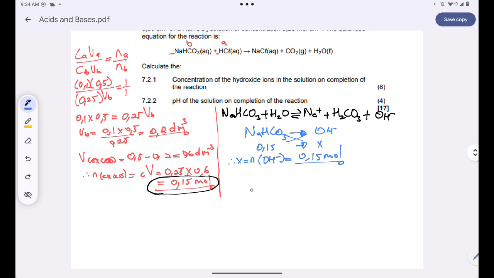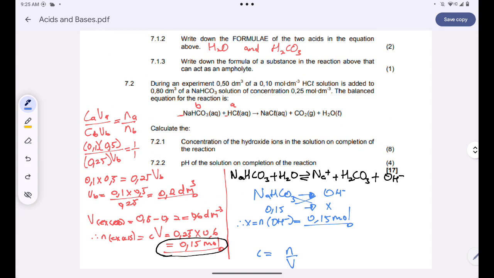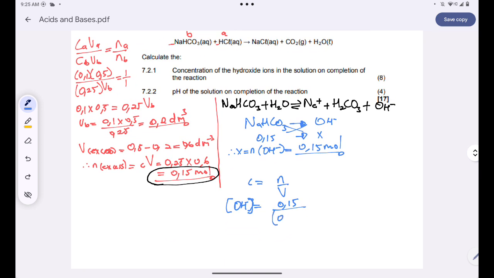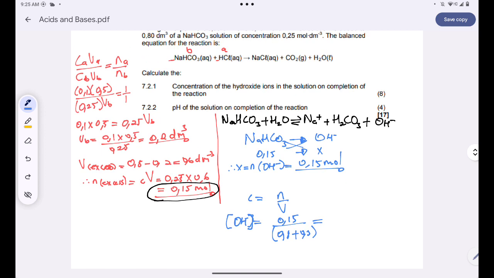So therefore, for me to find the concentration, I simply have to say concentration is number of moles over volume. I'm looking for a concentration of the OH minus ions. I know the number of moles is 0.15, and the volume, remember that both the acid and the base were mixed together, right? So the total volume will be 0.8 plus 0.5. So my answer is 0.15 divided by 0.8 plus 0.5.